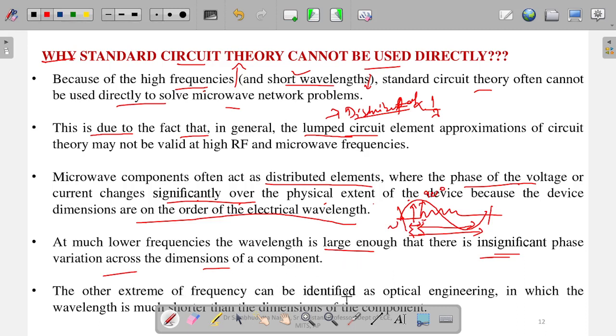The other extreme of the frequency can be identified as optical engineering, in which the wavelength is much shorter than the dimension of the component. At the higher end, when it goes to the terahertz range, the property is mimicked by optical ray properties. Whatever optical characteristics a wave has, that is applied to the microwave signal. So these are some of the reasons why circuit theory cannot be used directly in microwave engineering, but it can be used with some proper modifications that we are going to see in the next unit.